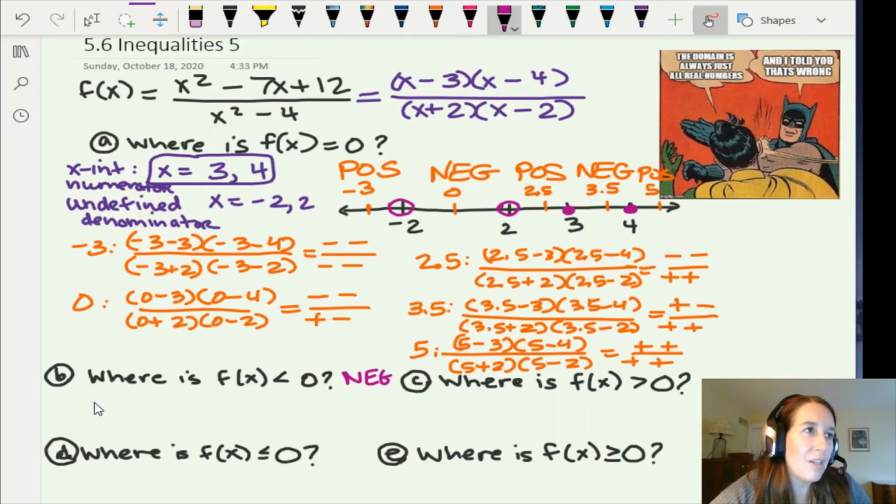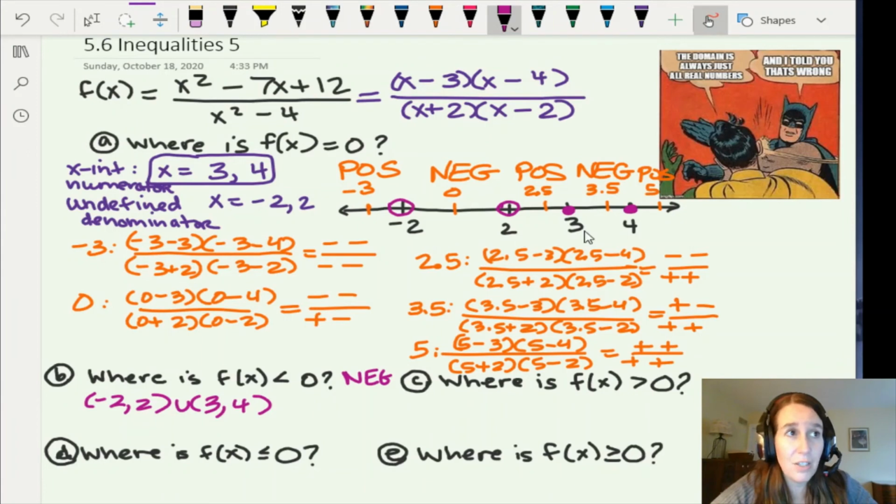So where is it negative? It is negative from negative 2 to 2, and union with, looks like 3 to 4. Remember, my other helpful hint is only answer the zeros and the undefineds. Do not answer the test points. That's why I put them up here in a different color, so I would not use them. I only want to use these 4 numbers in the bottom of the graph as my answers.